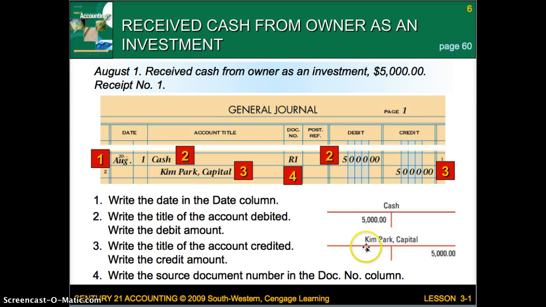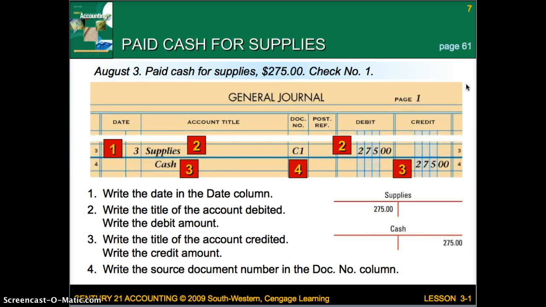Then we need to go write our Kim Park Capital. If you were doing this on paper, you would indent your second account a little bit. Aplia will do it for you. It will indent it for you, but $5,000 goes on our credit side. Now, this says that they gave us receipt number 1. That's what's showing us that we received cash from an owner as an investment. So R1 needs to go in the doc number. For right now, we will leave this post reference column blank until we learn how to post in quite a few chapters. Okay?